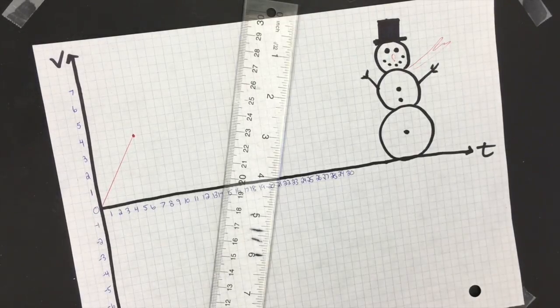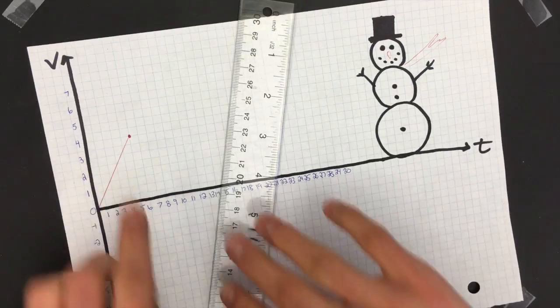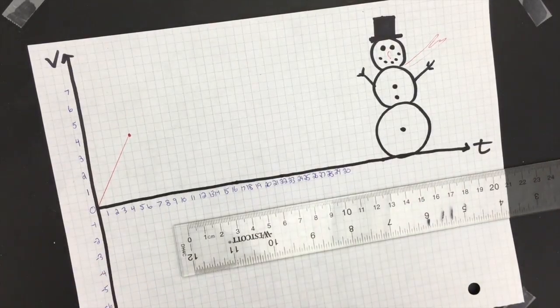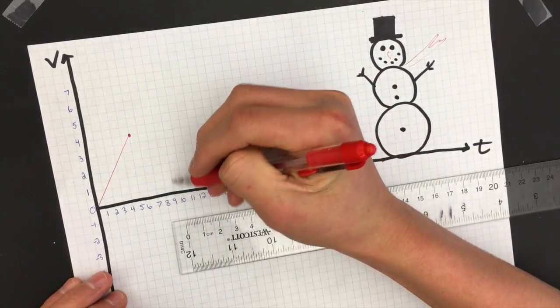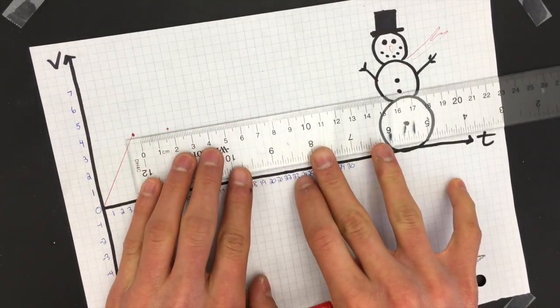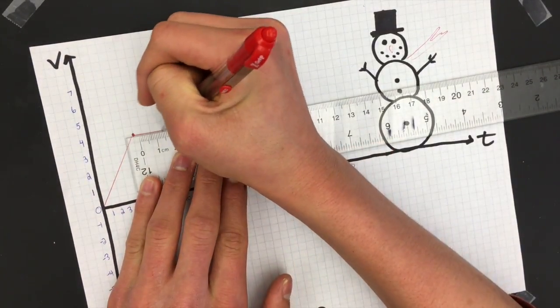And then it maintains a constant speed for 4 seconds. So it's going to go from here and it's going to stay the same for 4 seconds. So 5 plus 4 is 9. So 9 right here. And it's flat because it's a constant speed and it's not changing.